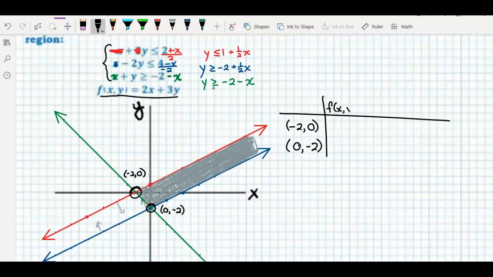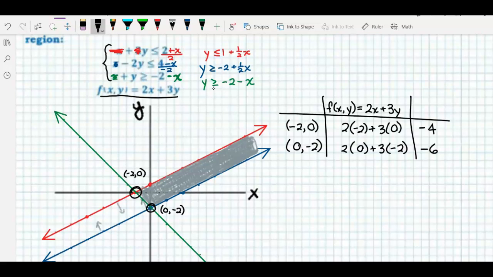F of x, y is 2x plus 3y. 2 times x plus 3 times y. This gives me -4. This gives me -6. This would be my maximum. This would be my minimum.